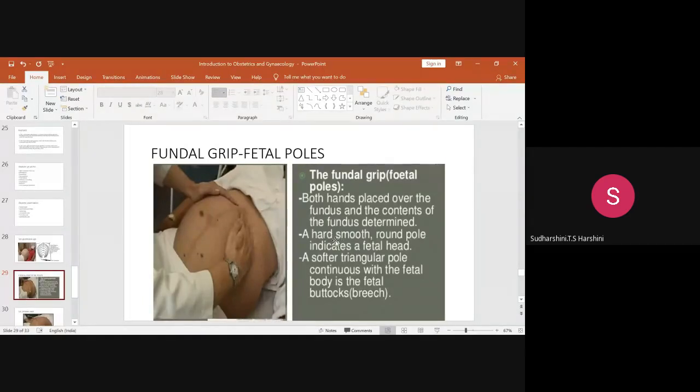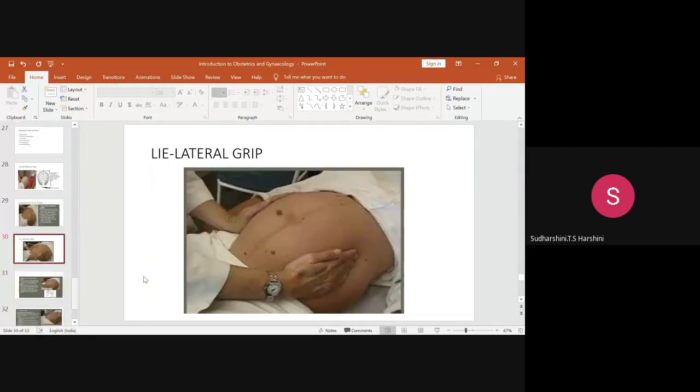How they describe each pole is also important: hard, round. In our book it is given as hard, smooth, independently ballotable mass, such as the fetal head. So the fundal grip is for the fetal pole. Which part of the fetus is occupying the fundus? That alone you understand.